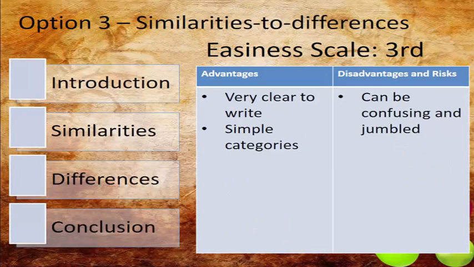Option 3 is similarities to differences, and on the easiness scale this is the 3rd out of 7. So the structure looks like this: introduction, similarities, differences, conclusion. The advantages is it's very clear to write, there's very simple categories.